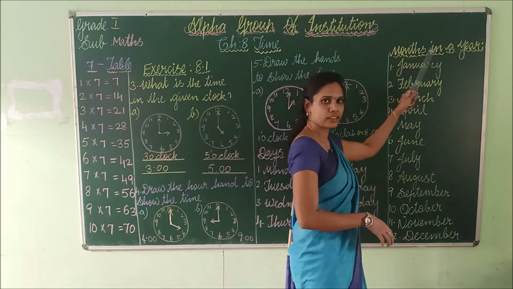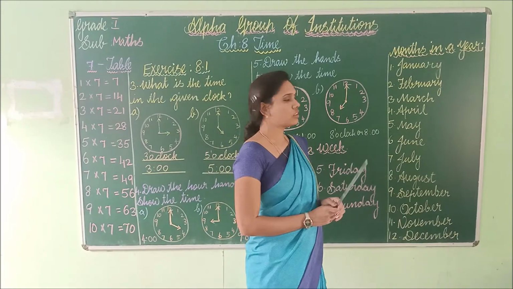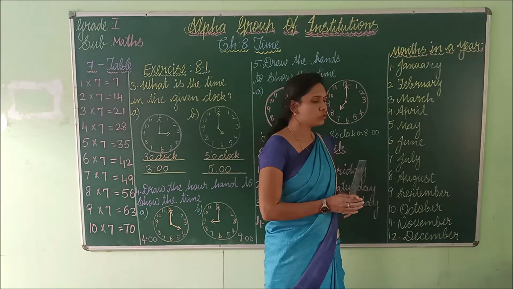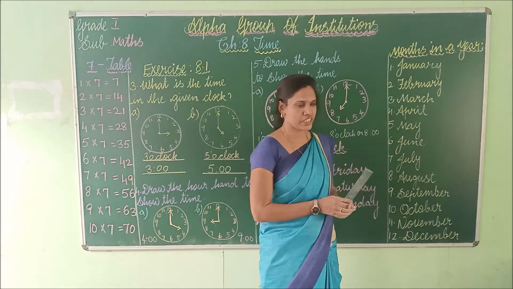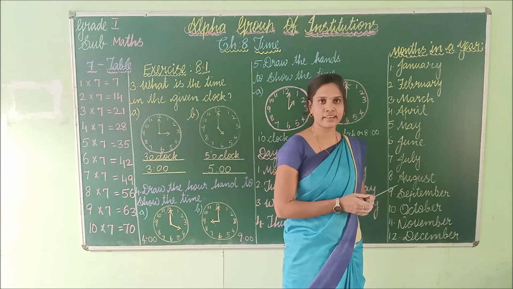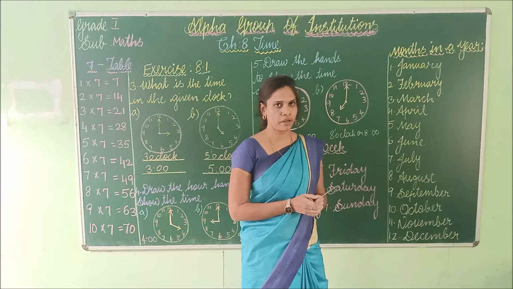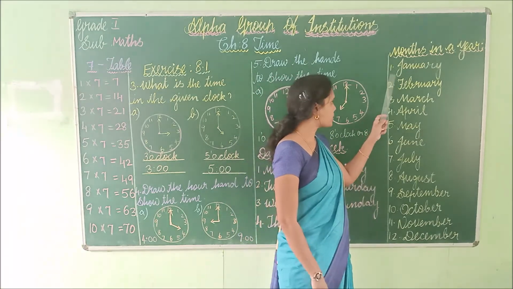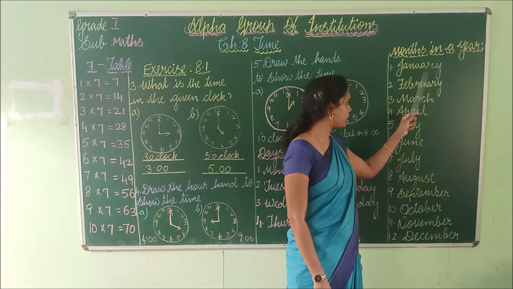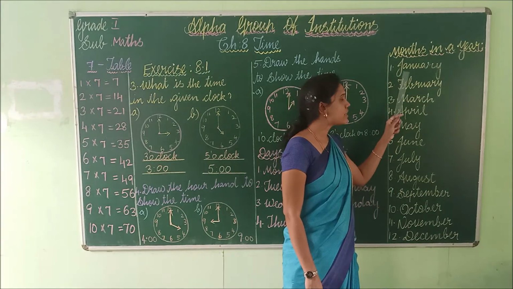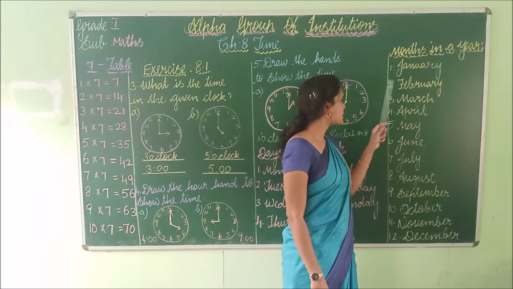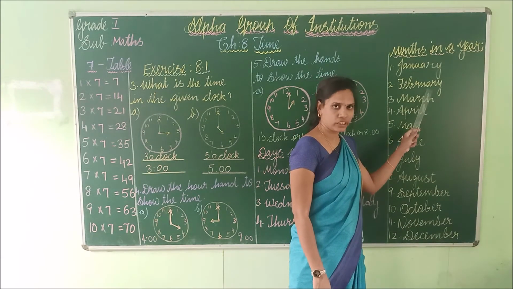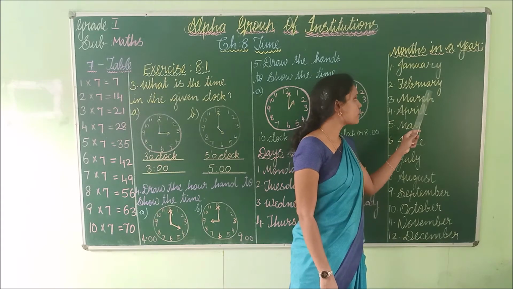Months in a year. See, months in a year. I have shown it through the calendar. You all have seen months. How many months are there in a year? There are 12 months. Shall we read what they are? The first month. What is the first month? January. Okay, the first month is January. Second month. What is the second month? The second month is February.